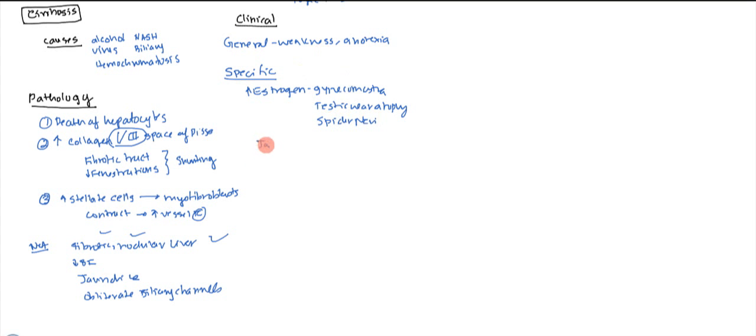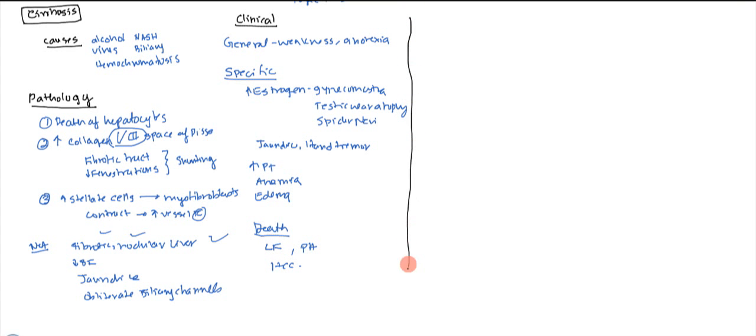You can obviously have jaundice. You can get hand tremor, which is called asterixis. It's obviously going to increase your prothrombin time because you have decreased clotting factors. It can cause anemia, and you can also get edema because of the decreased proteins. Now, how is death caused? It causes death by liver failure, portal hypertension, and hepatocellular carcinoma. So that's the main ways that cirrhosis causes death.